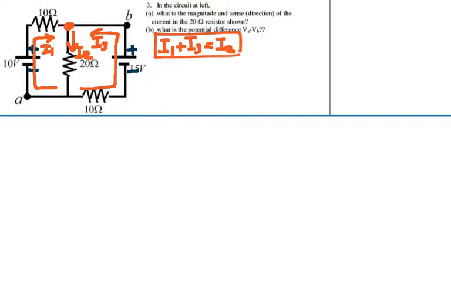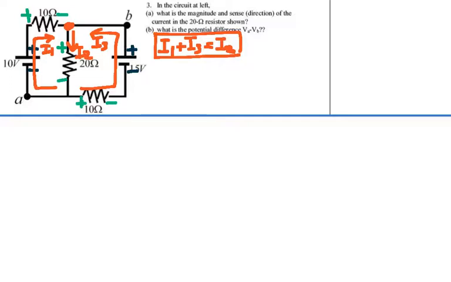Based on these current definitions, we can mark our resistors. Where the current flows into the resistor, that's the positive end. Where it flows out, that's the negative end. Same thing for I2 here, from top to bottom. And I3 is going left to right through this 10 ohm resistor down below. So there's our positive, negative there. Very important to get these positives and negatives right.